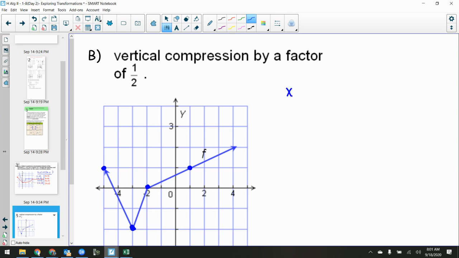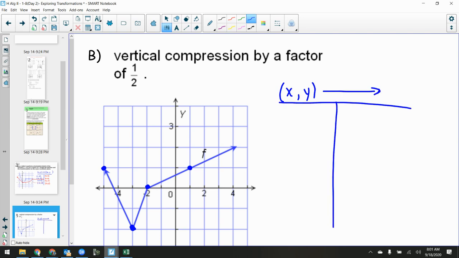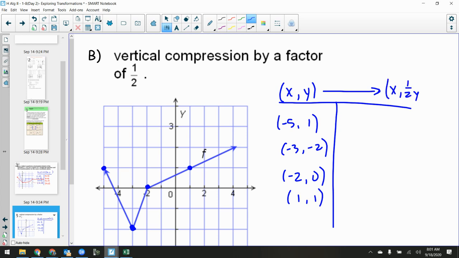Looks like we got x comma y, map to, ooh, that's a really long arrow. -5 comma 1. We got -3 comma -2. We got -2 comma 0. 1 comma 1. All right, so I'm going to take x, y, and I'm going to map it to x comma 1/2 y, right? So that means I'm going to have -5 comma 1/2. I'm going to have -3 comma -1. I'm going to have -2 comma 0, and I'm going to have 1 comma 1/2.